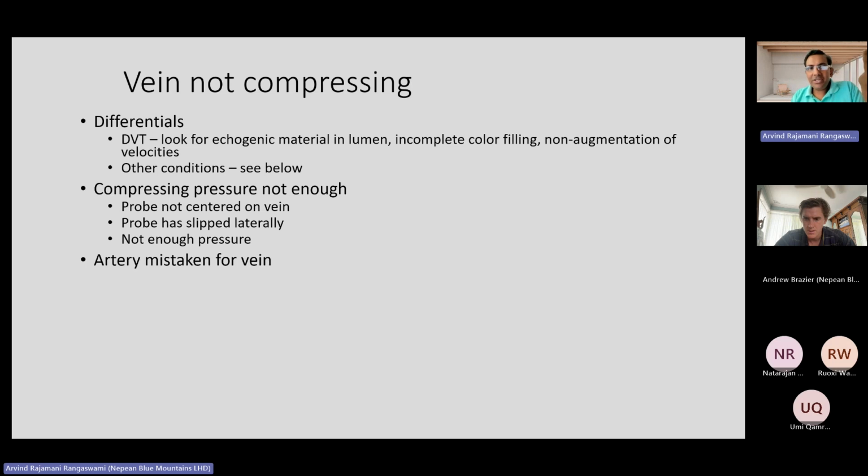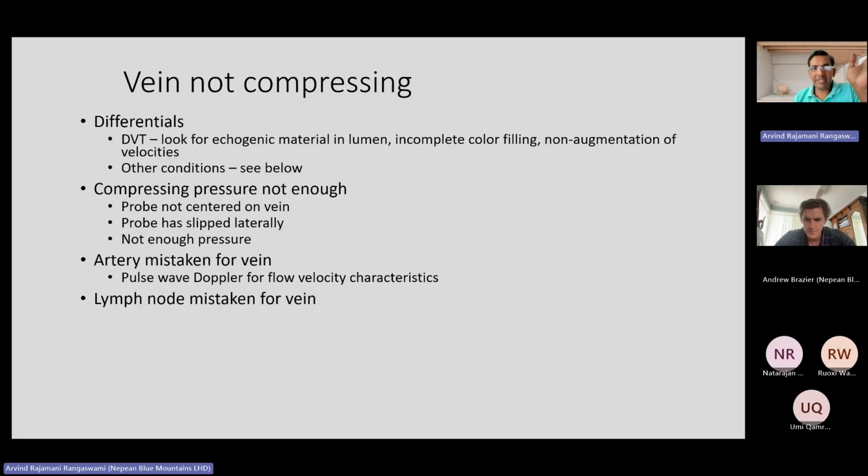Then not enough pressure, so you have to make sure that the artery gets distorted. You might end up mistaking the artery for the vein, so make sure that you apply color and pulse wave Doppler and look for the flow velocity characteristics. An artery will have pulsatile flow, a vein is unlikely to have pulsatile flow. Of course, when you have severe right heart failure and tricuspid regurgitation, you can have pulsatile flow, but the velocity itself will not be as high as an arterial systolic velocity.